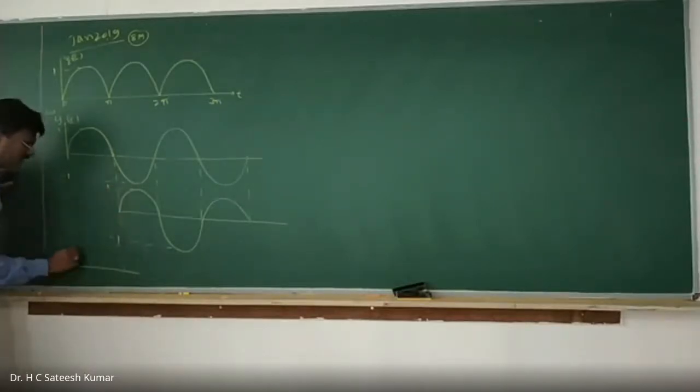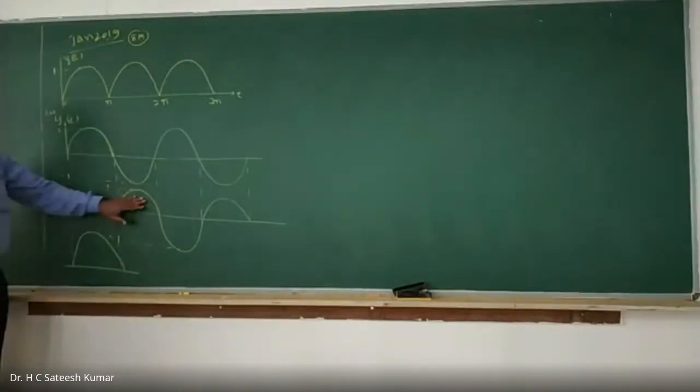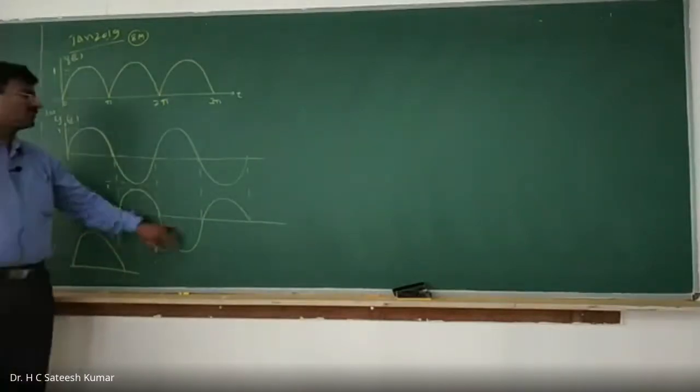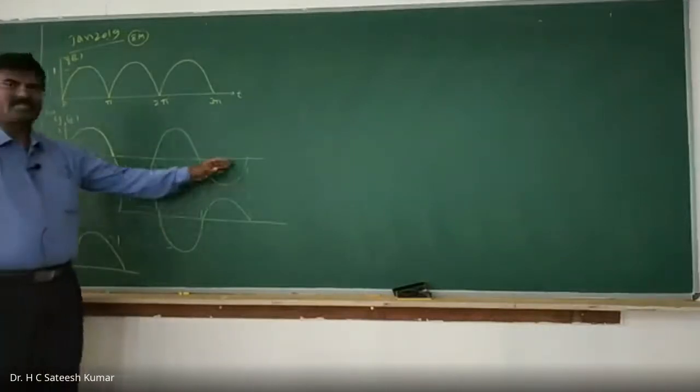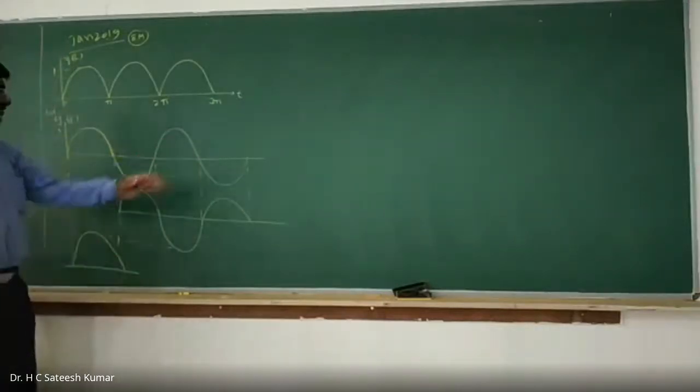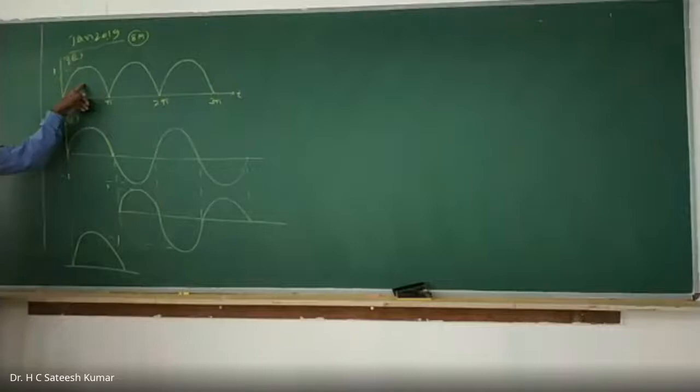Because 0 plus anything is that thing only. I'll get that. Okay, plus 1, minus 1, 0, minus 1, plus 1, 0, minus 1, plus 1, 0. Therefore, all this will become... So, therefore, to get this only one, we'll have to add these two.